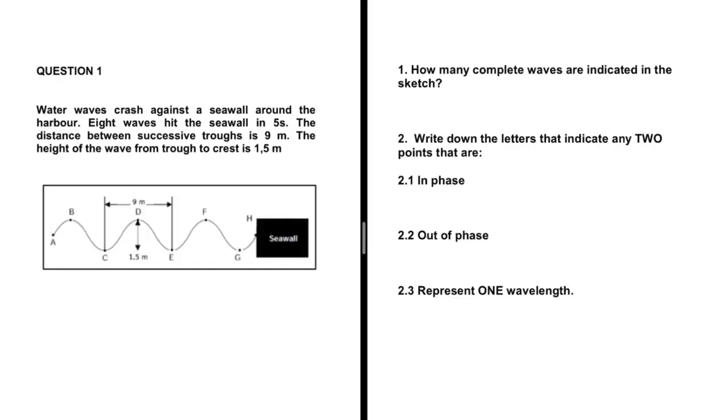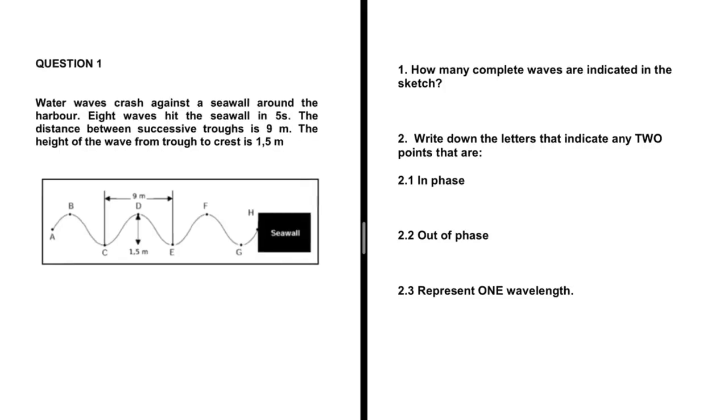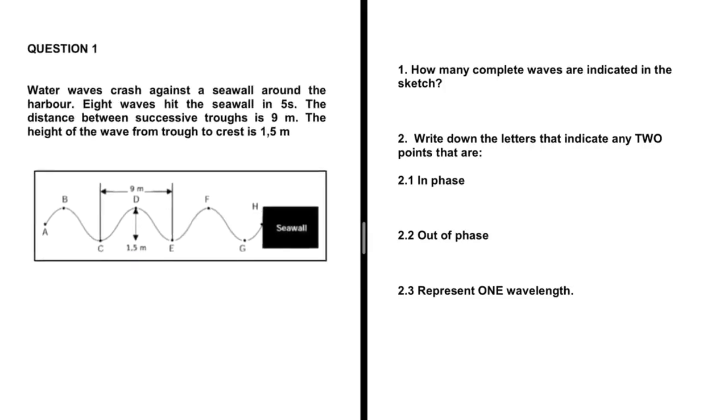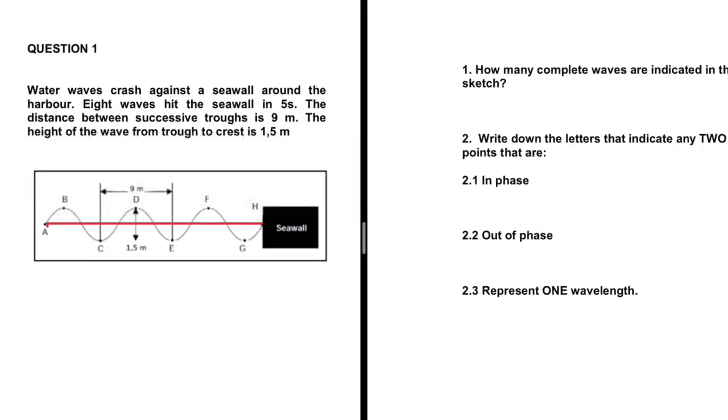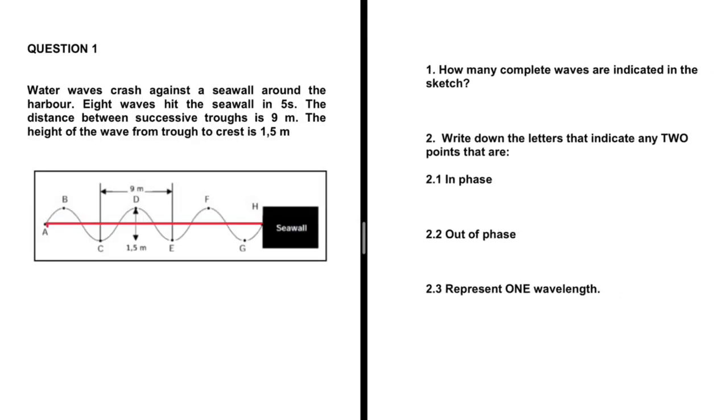Let's solve some past exam questions. The first question: how many complete waves are indicated in the sketch? So let's go ahead and find out. We have our sketch right here. There we go. We have our line of equilibrium. Now let's start counting. Let's see how many complete waves are indicated in the sketch.